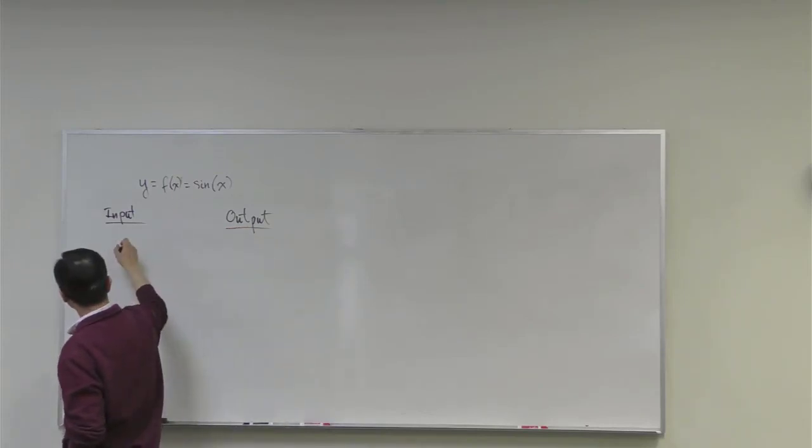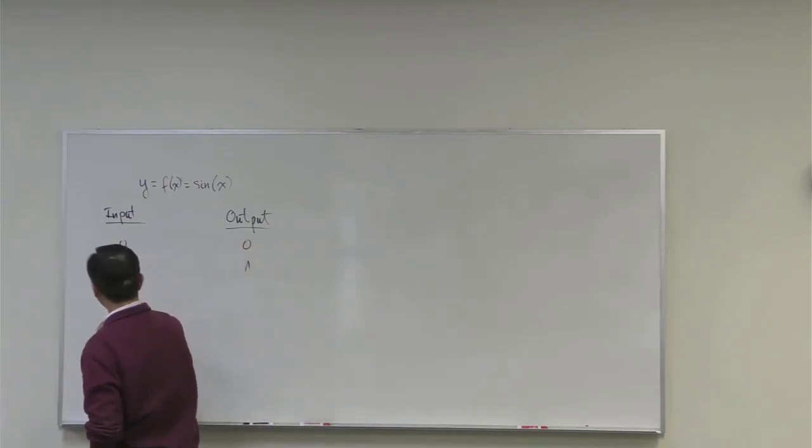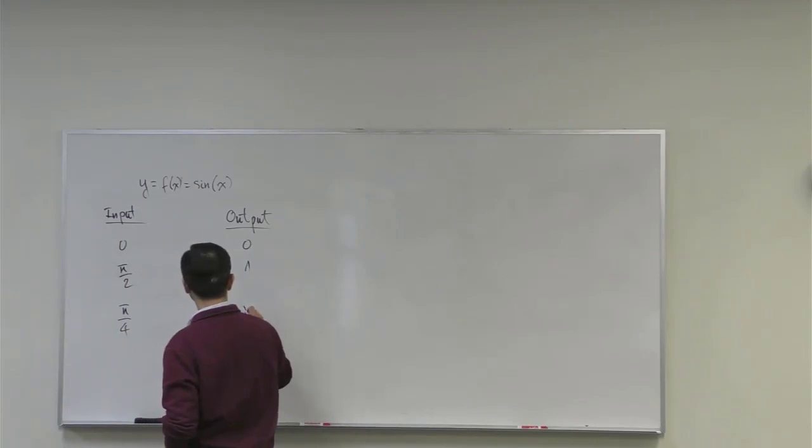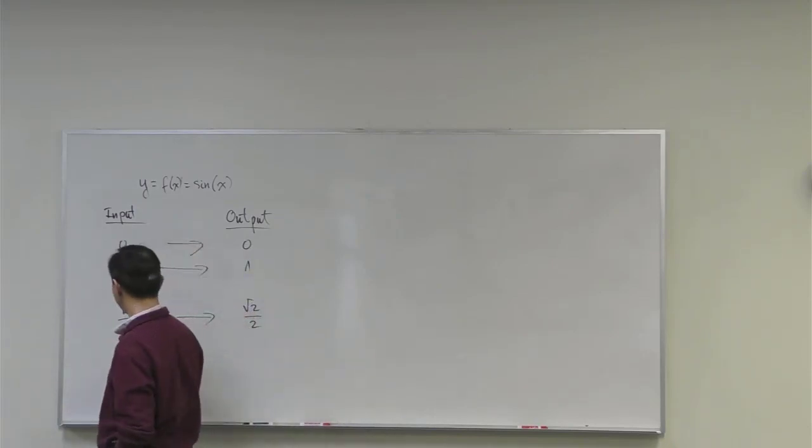So we have done 0 already. We have done pi over 2 already, right? We got output 0. We got output 1. We got, at pi over 4, output root 2 over 2 correspondingly, right? See what I mean? So let's take divided responsibility here.